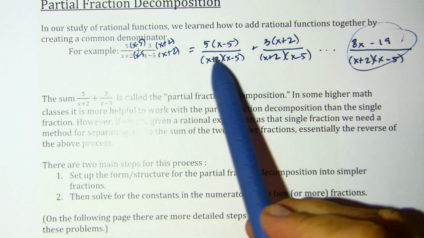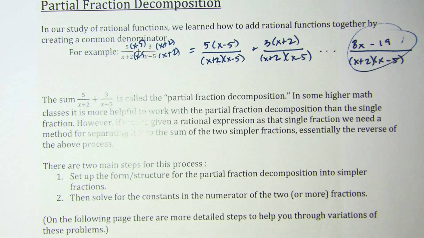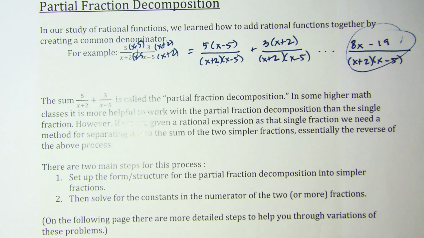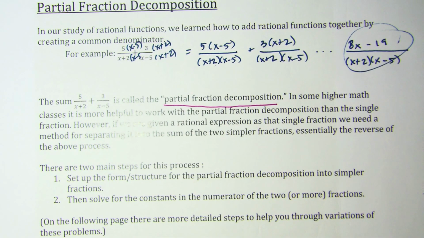Creating a common denominator and adding fractions together is not too bad, but going the opposite direction is definitely more work, and this process is called partial fraction decomposition. That's what it is called here. And in business calculus, you might need to be able to do this. There are some topics in future math classes where you might need this.